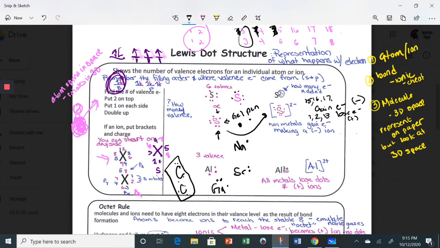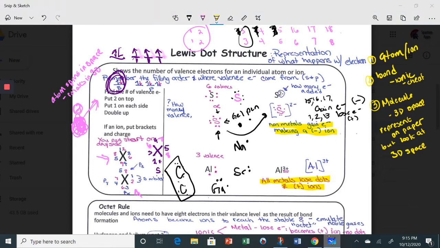The whole important thing is, if you gain electrons for non-metals, you're going to have all 8 electrons around it and have a negative ion. For metals, metals lose their dots. This is really important. And they have no dots and a positive charge. Non-metals will gain all the electrons and they'll have a negative charge. Okay, so that's the difference between doing atoms and ions.